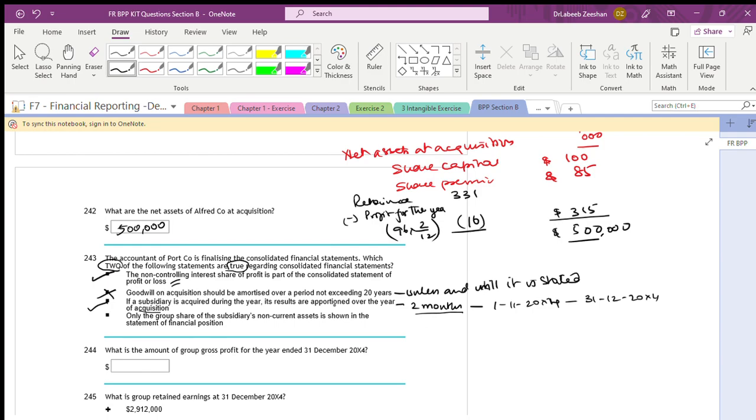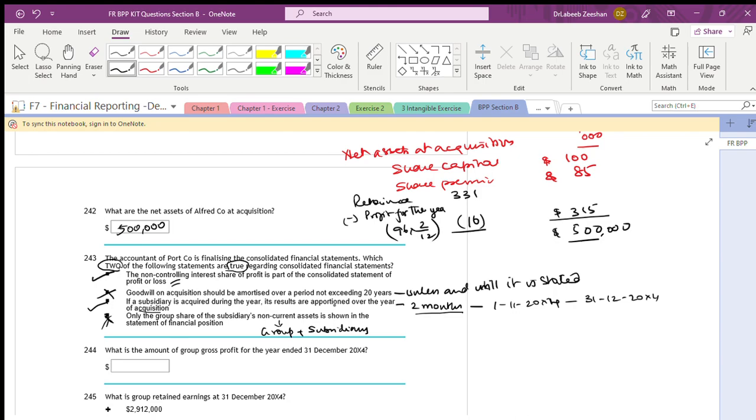Only the group share of subsidiary NCI is shown? No, we will not take only the group share. See what we will do here for NCI and non-current assets: we will take the group as well as the subsidiary, total both the values, and take both values as such.